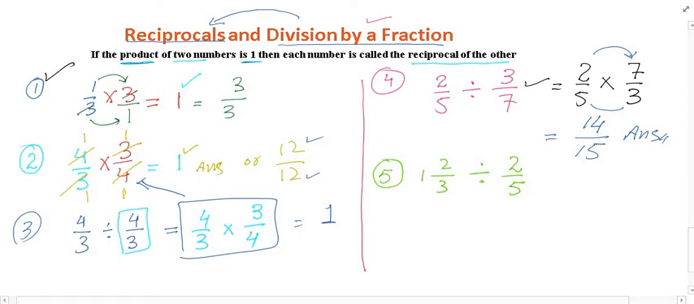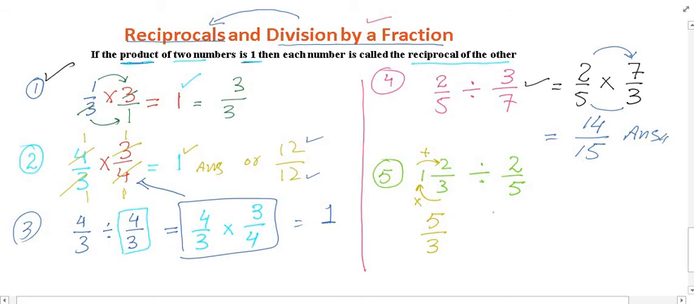First of all, change the mixed number into an improper fraction. Then after that we apply the reciprocal rule. So 3 multiplied by 1 becomes 3, and then add in the numerator, it becomes 5. So 3 times 1 is 3, 3 plus 2 equals 5. So 5 out of 3.